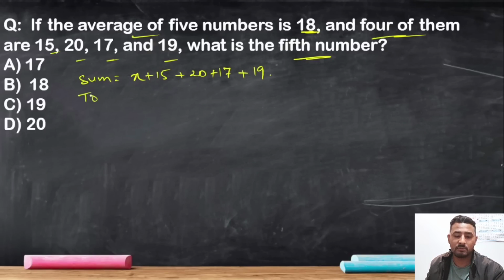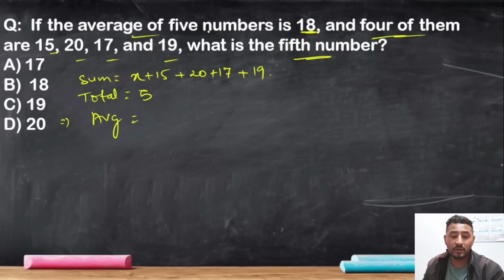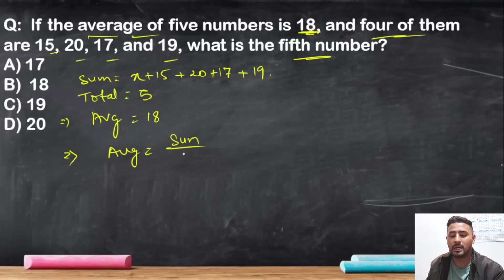How many numbers? Total is how much? Count 1, 2, 3, 4, 5, already given 5 numbers, so total will be 5. Now what do we have to find? Average. The average of 5 numbers is 18. Don't miss this thing in the question, okay? Already given 18, right? So now use the formula. I've told you the formula: average is equal to sum by total. So our average is 18.